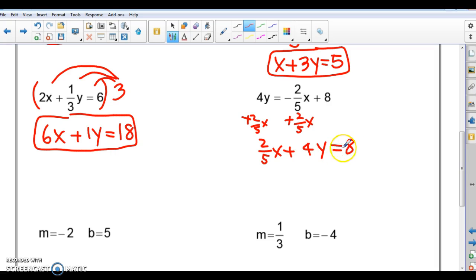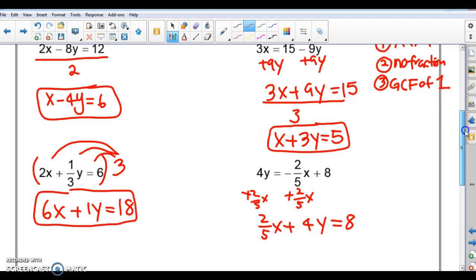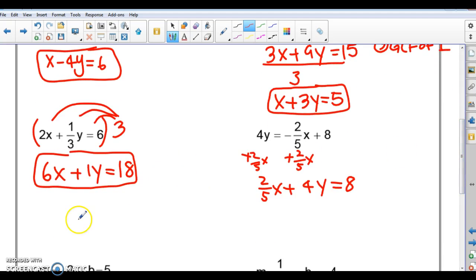I'm almost done. We have ax plus by equals c. What are the rules? We cannot have a negative. A is positive. But we cannot have any fractions. So what do I need to do? We need to get rid of this 5. So how do I get rid of this 5? You need to multiply by 5 to both sides. Then 2/5 of 5 is 2x plus 5 times 4 is 20y. And then 5 times 8 is 40.